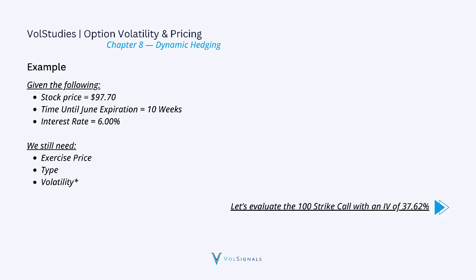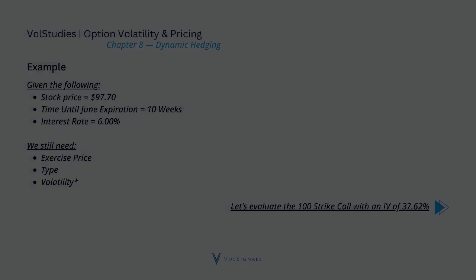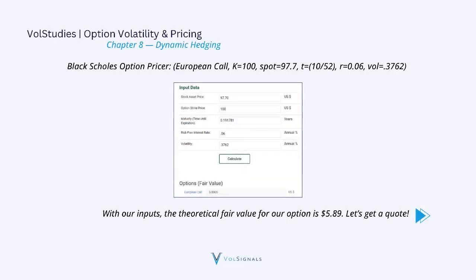Now, this volatility in this context, feeding it into a pricing model, we are assuming the volatility here, and we are assuming it's correct and constant. We're going to do this with the 100 strike call and an implied volatility of 37.62%. This is provided for us in the book, but just to be clear, feeding these inputs into an option pricer gives us the option's fair value, and it matches exactly what the book tells us, $5.89.